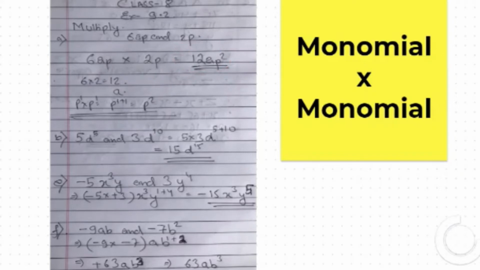Similarly, I have done question B, where they have given: multiply 5d to the power of 5 and 3d to the power of 10. My first step is to multiply the numbers. 5 threes are 15. There are d to the power of 5 and d to the power of 10. Since it is multiplication with the same base d, I write d and add the powers. 5 plus 10 is 15. So the answer is 15d to the power of 15.